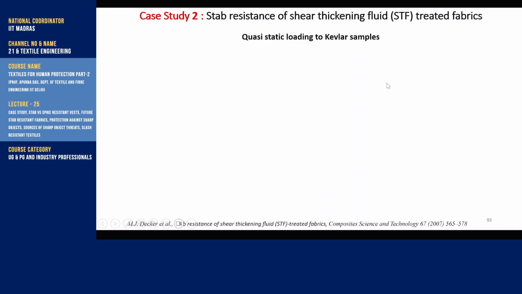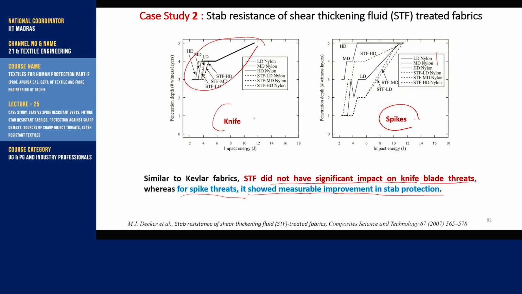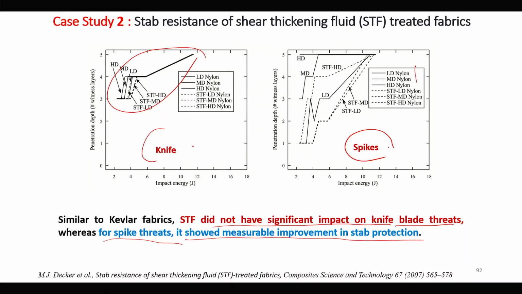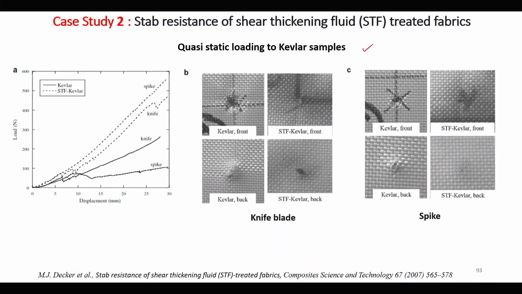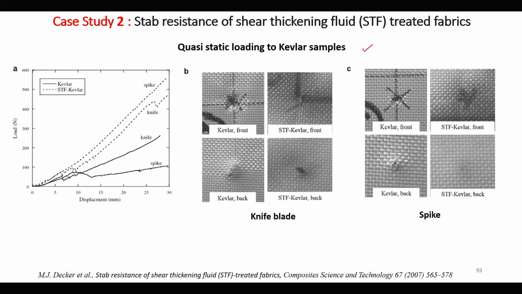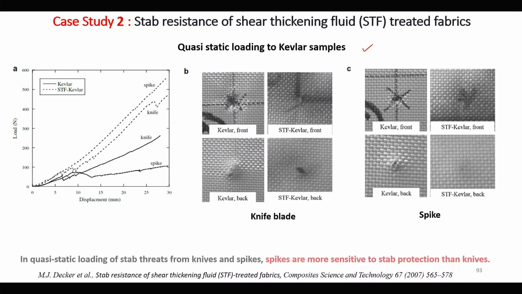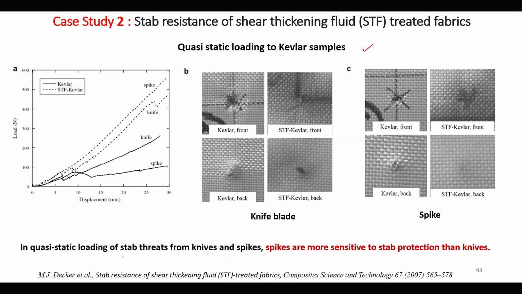For quasi-static loading to the Kevlar sample. So, earlier it was the strike, high energy, high speed. For quasi-static loading to the Kevlar sample, these are the results here, where the punching is taking place at slower speed. In quasi-static loading of stab threat from the knife and spikes, you can see the spikes are more sensitive to the stab protection than knife.